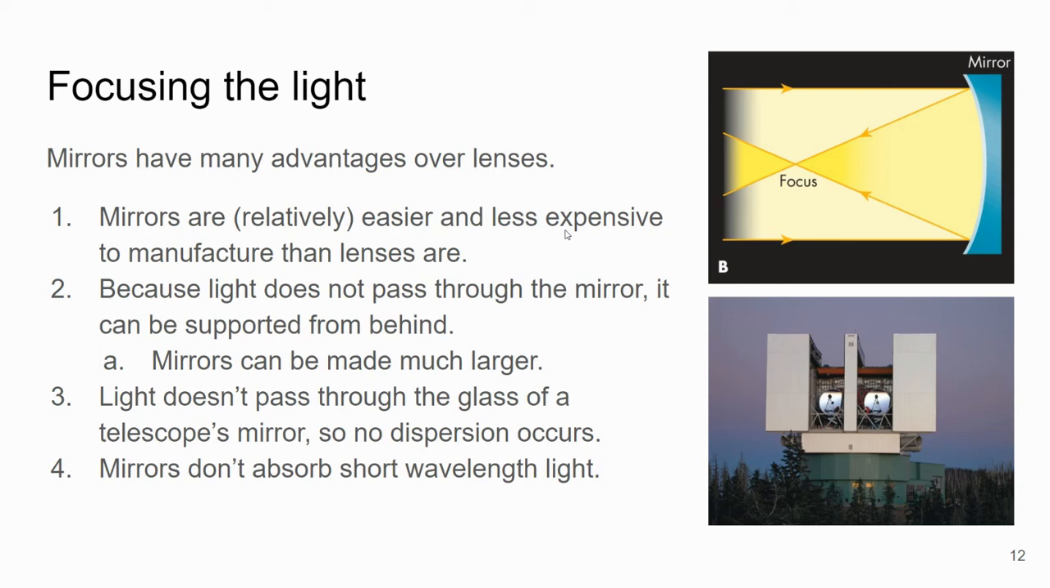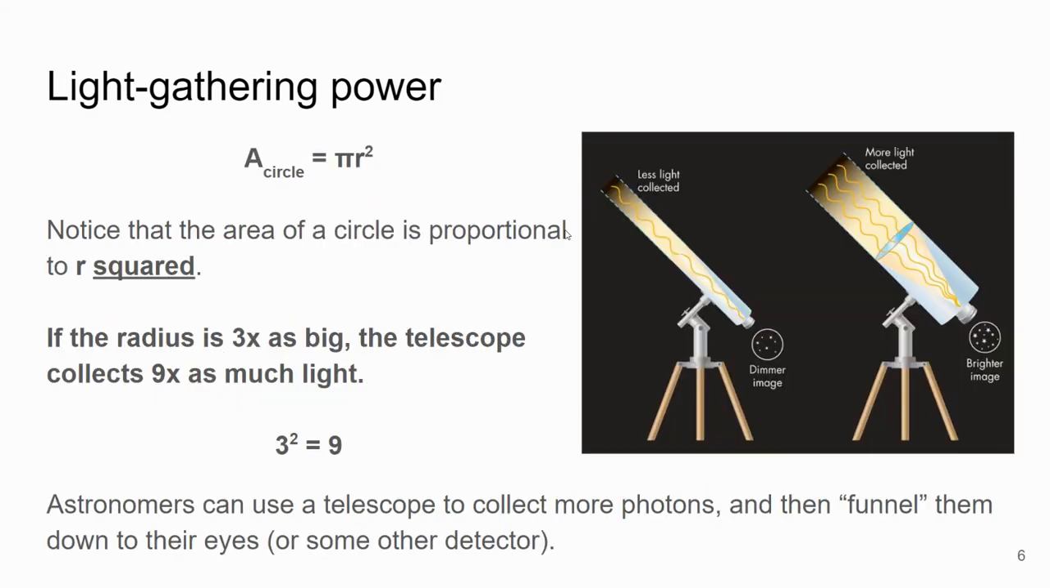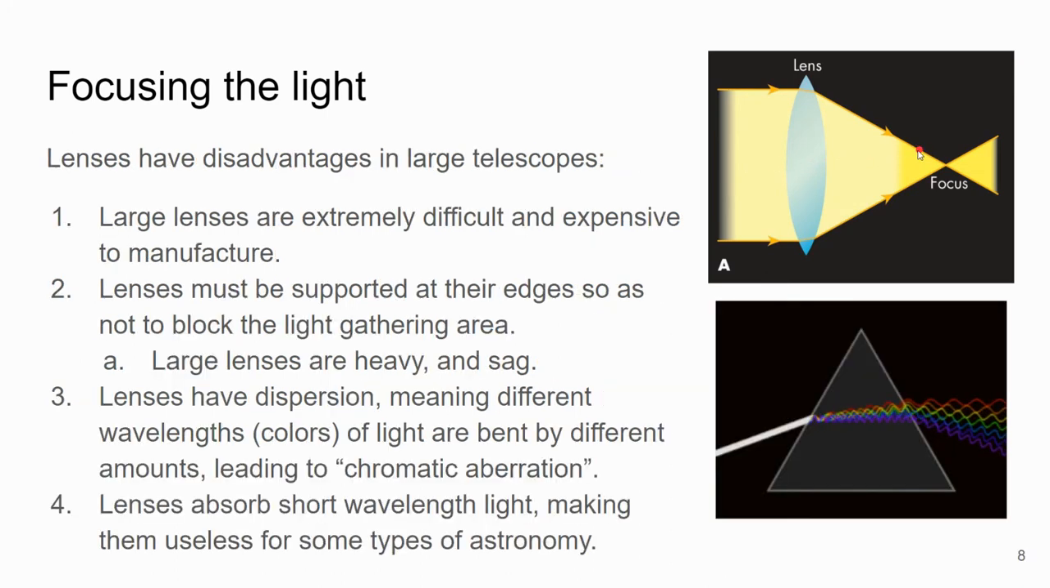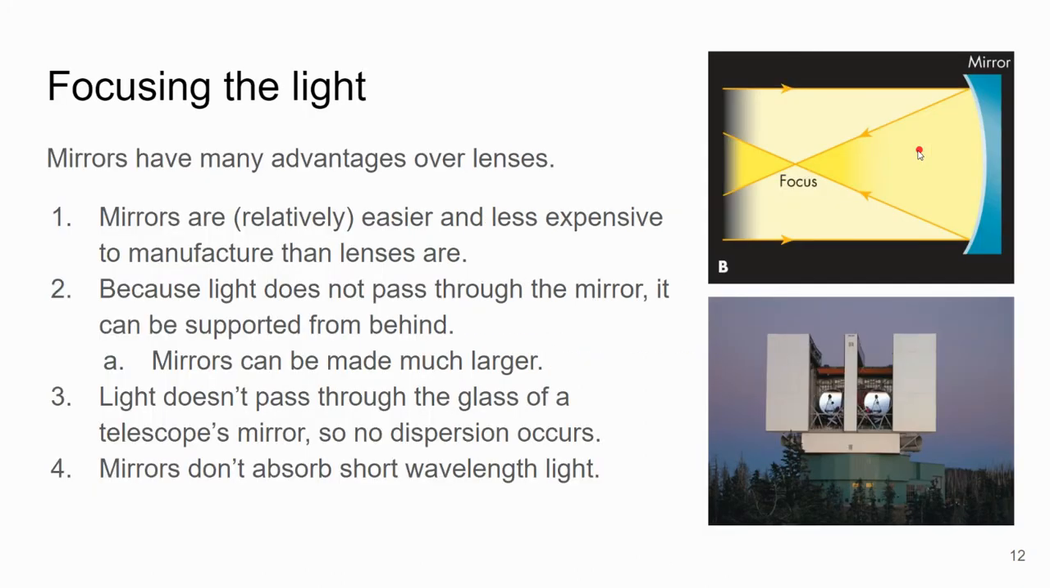Now, because the light does not pass through the mirror, you can support the mirror from behind. So remember when I zoomed back many slides, when you had your big lens, you had to support it at the edges, because if you block it in the middle, you're not letting the light get through. Well, jump ahead to this guy. You can support this anywhere you want. So you're going to have supports all the way along the back of this thing, because light doesn't need to go through it. That's not the way this thing works.